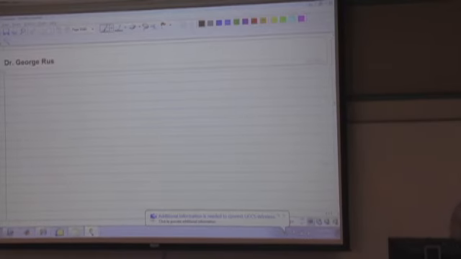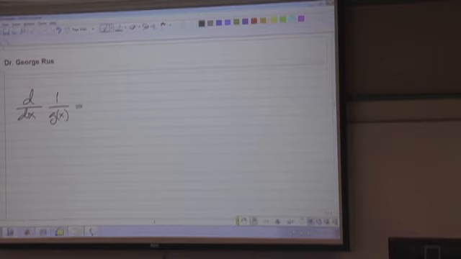Well, remember the derivative of 1 over g of x is just minus g prime over g squared. So the derivative of s plus k times e to the s is just 1 plus k times e to the s, since k is a constant. Does that make sense? Yeah.